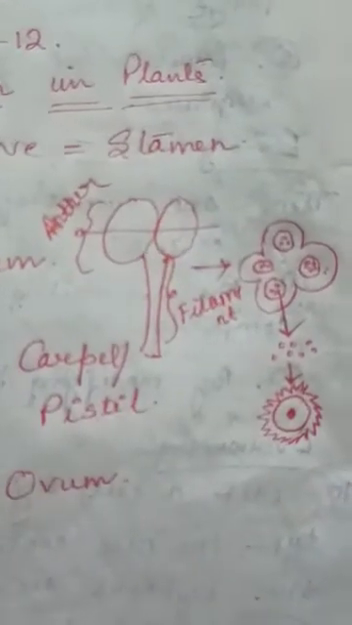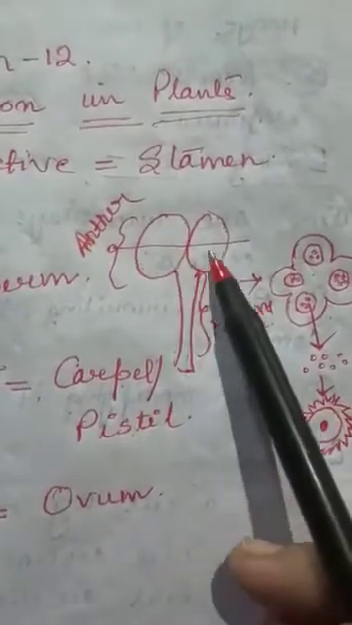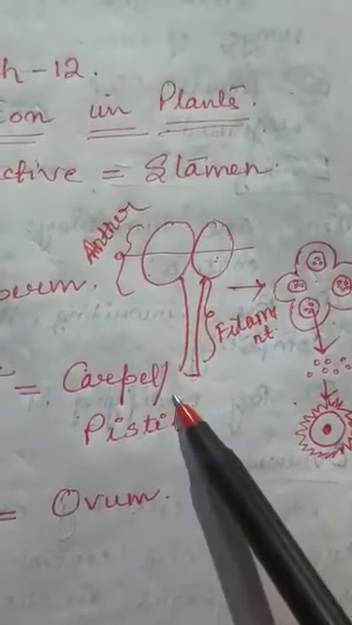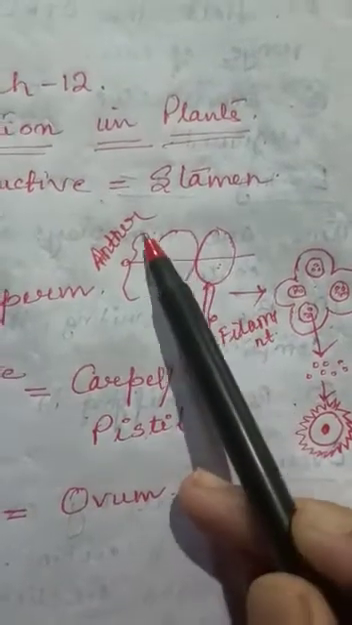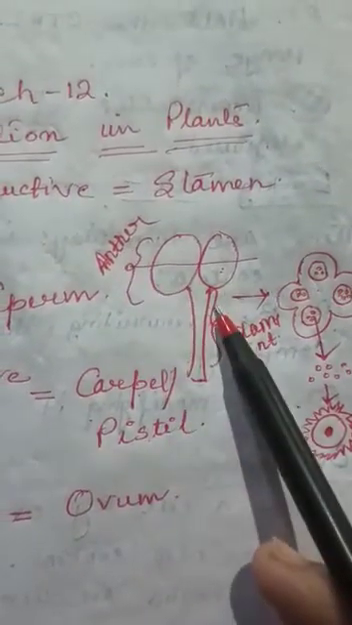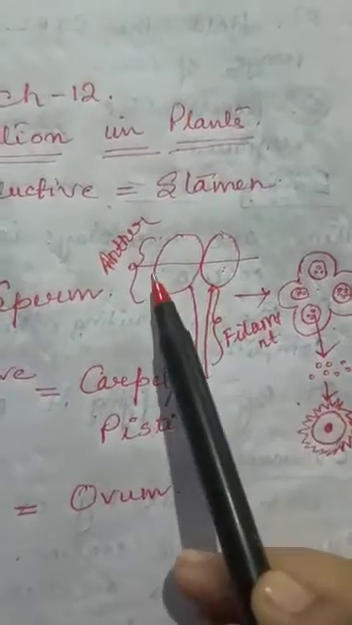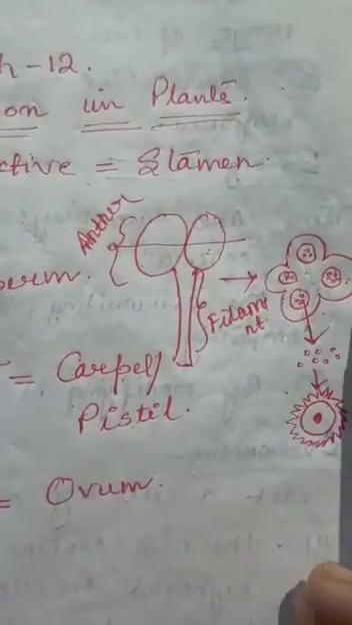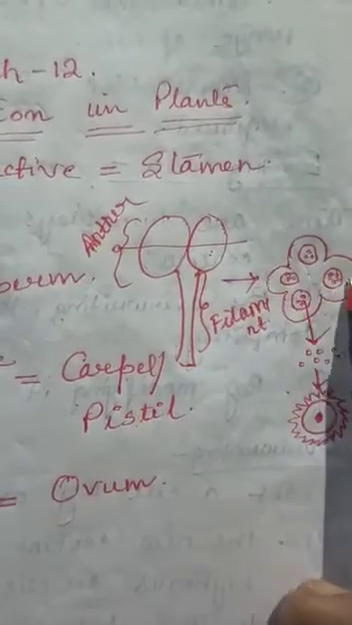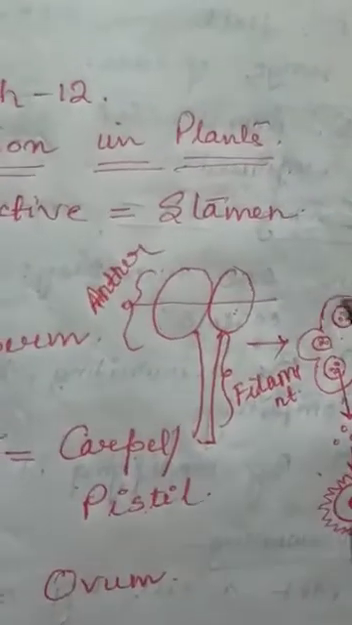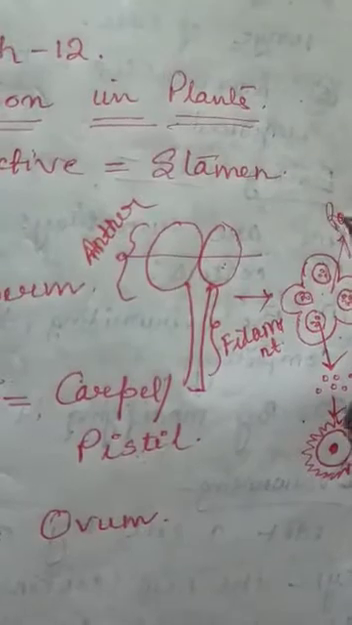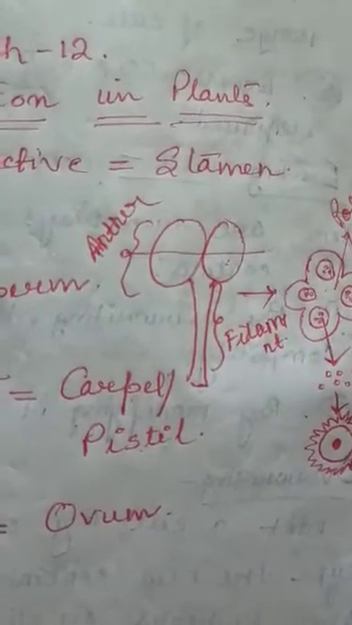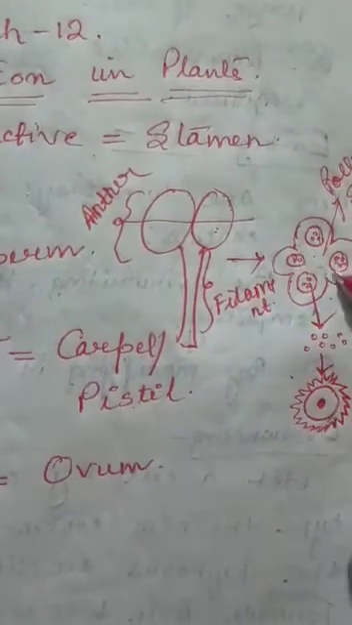They have a bilobed structure. They have two lobe-like structures and they are held by a filament. This part is called anther and this part is called filament. Now when I cut the anther into two parts, I will see that inside the anther there are millions and millions of pollen grains present. This is the pollen sac where pollen grains are present. Pollen sac, and these are the pollen grains.